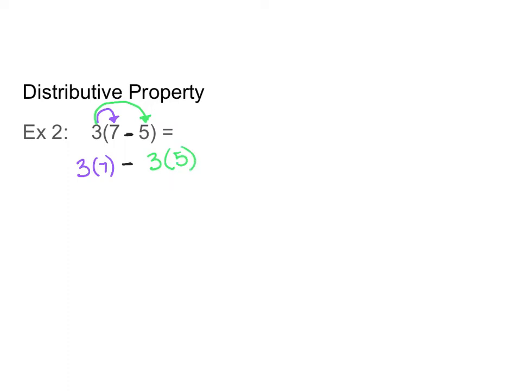So now let's go ahead and solve. I have 3 times 7, which is 21. And I'm going to subtract, and then I have 3 times 5, which is 15. So now I have 21 minus 15. Let's go ahead and do that. 21 minus 15 is just 6. And that's my final answer.